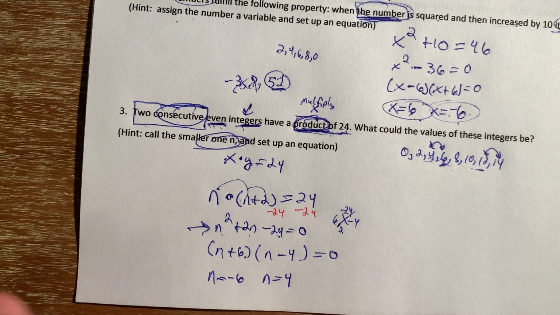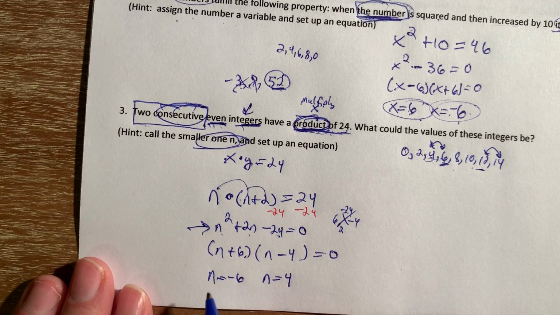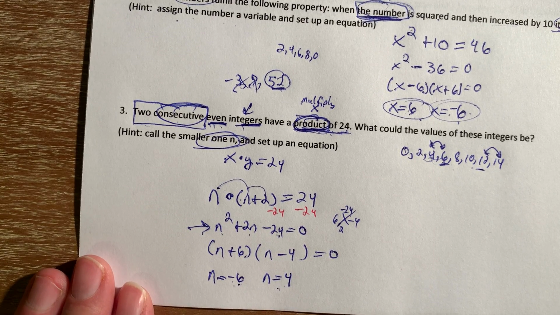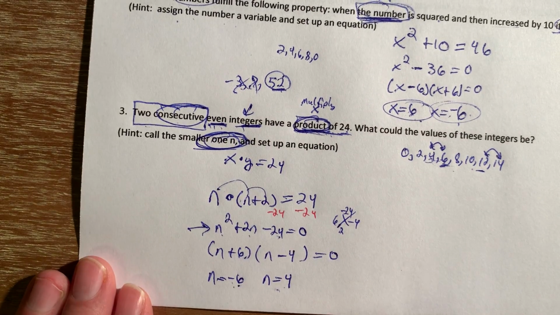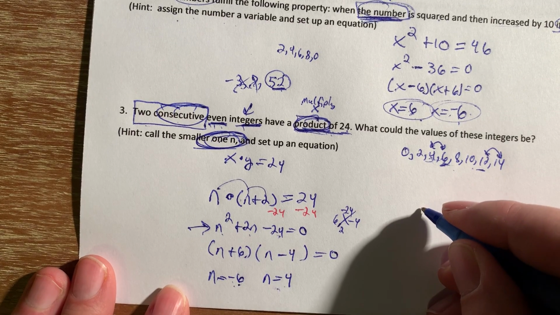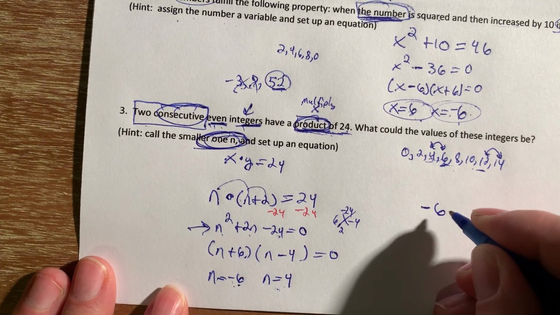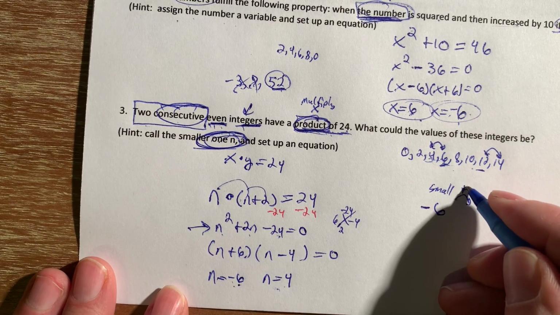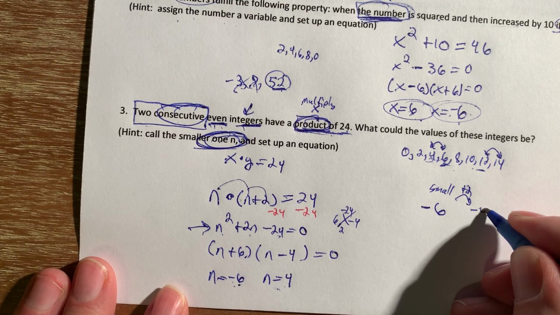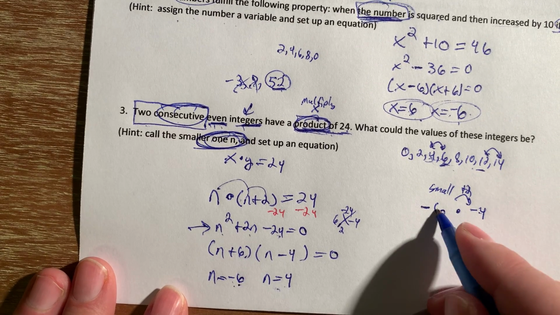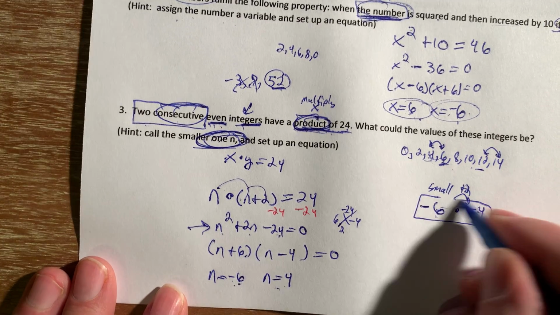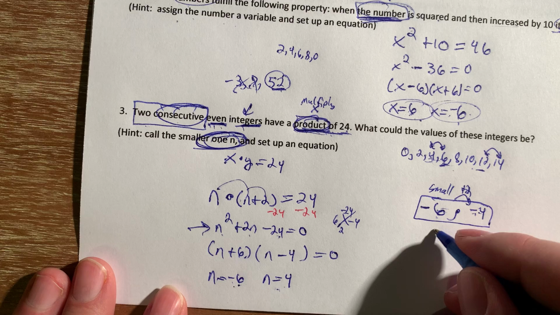Now, we always want to go back and make sure we've answered the question. 2 consecutive even integers have a product of 24. Are these the 2 things that when we multiply them have a product of 24? No. Remember, we called the smaller one n. So one possibility is if n is negative 6, this is the smaller one, then the bigger one is 2 above it, because it's the next even integer. So negative 6 and negative 4 work. Those are consecutive even integers that when you multiply them together give you 24. So negative 6 and negative 4 is one answer.